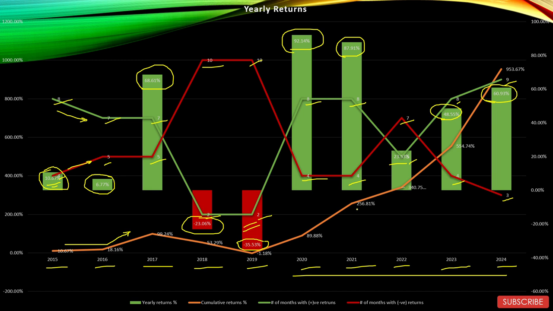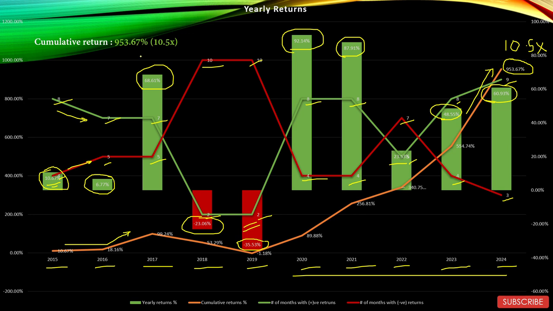Let's check out the cumulative returns. So, if we follow this orange line over here, it shows us that in the last 10 years, this sector managed to give returns of approximately 950%, which is almost 10.5x in the last 10 years. So, decent returns. Let's see the takeaways.